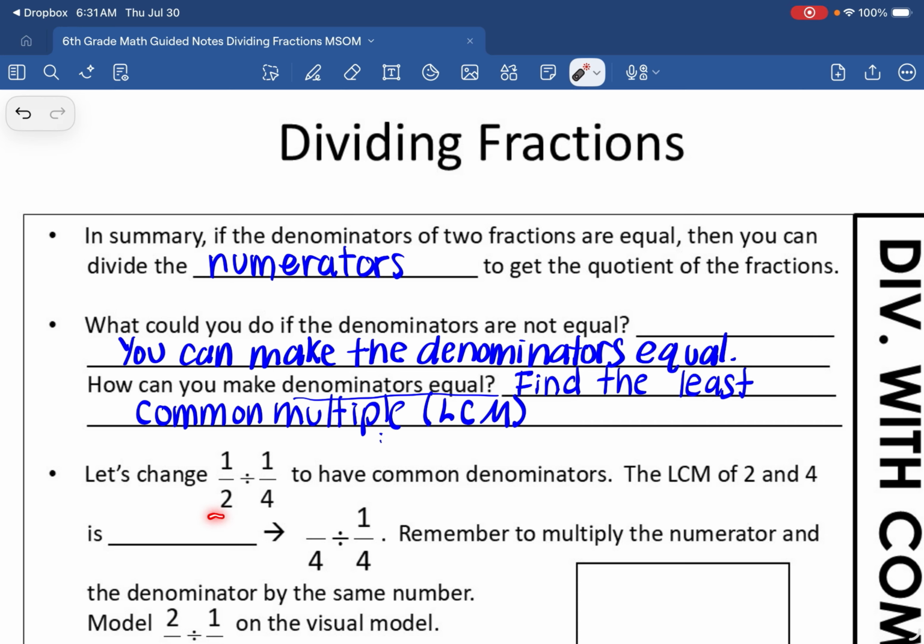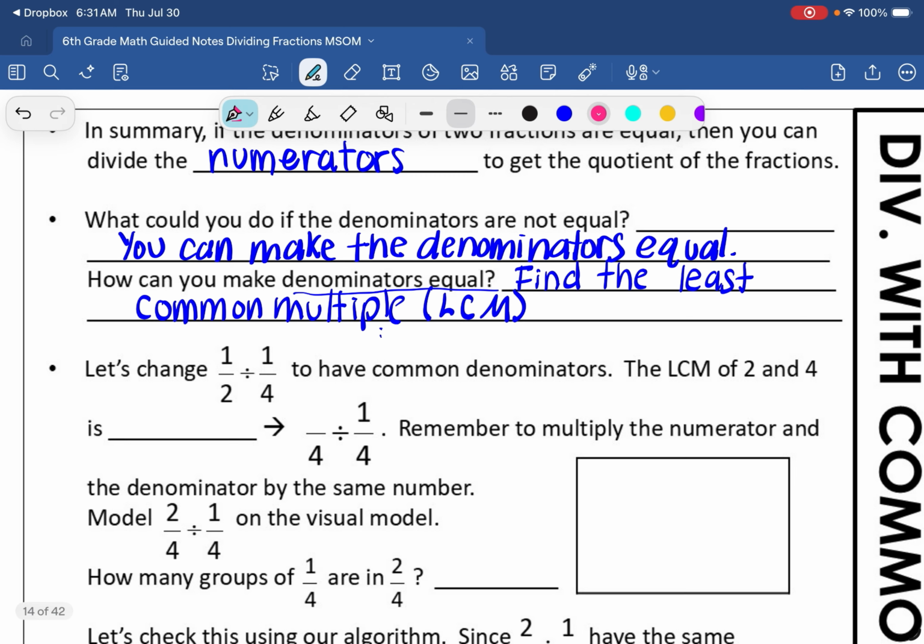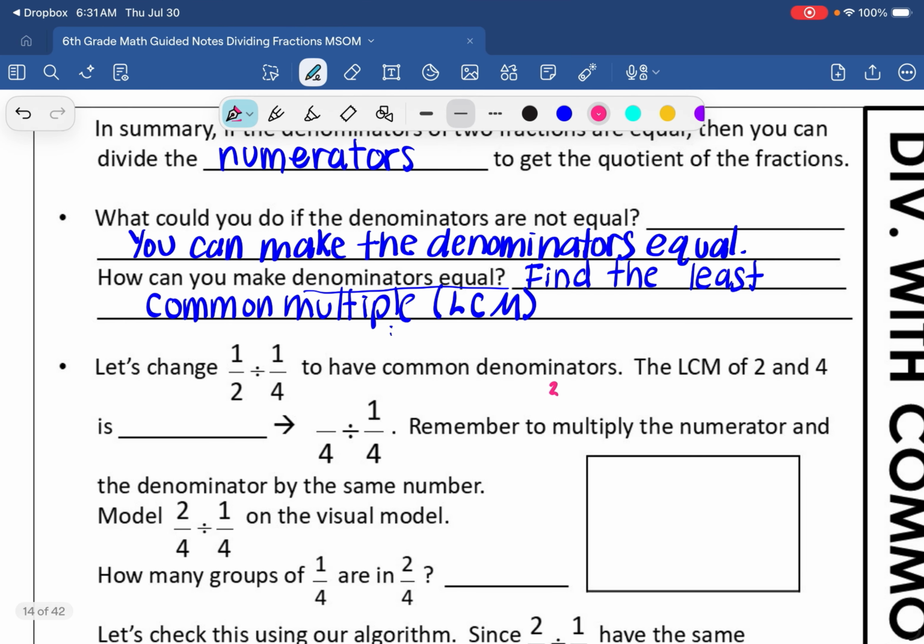Let's change 1/2 divided by 1/4 to have common denominators. The least common multiple, LCM, of 2 and 4. If you don't remember how to find the least common multiple, I'll write it right here. So for 2, we're just going to list multiples of 2. So 2 times 1, 2 times 2, 2 times 3, 2 times 4, 2 times 5. And list common multiples of 4. 4 times 1, 4 times 2, 4 times 3. My smallest number that is common between them is 4. That is my least common multiple of 2 and 4.